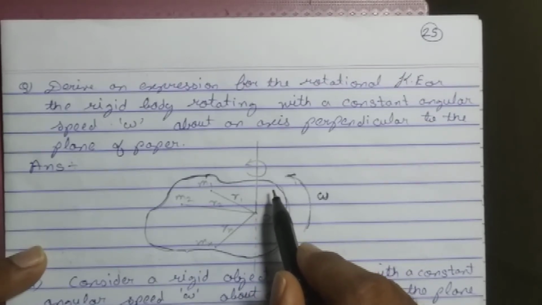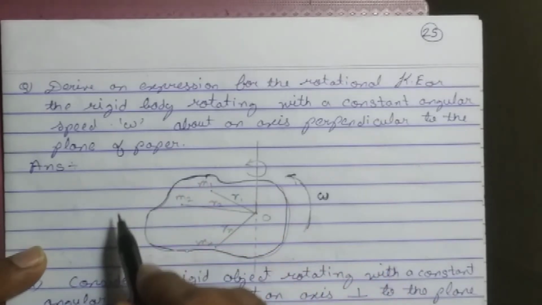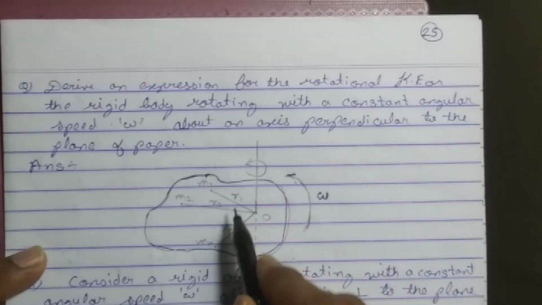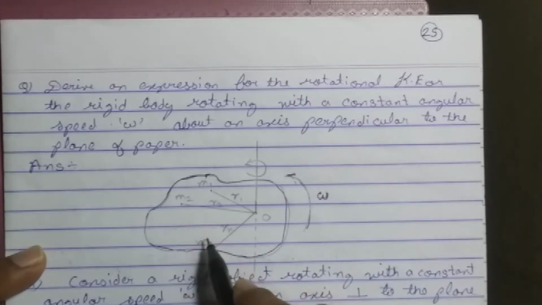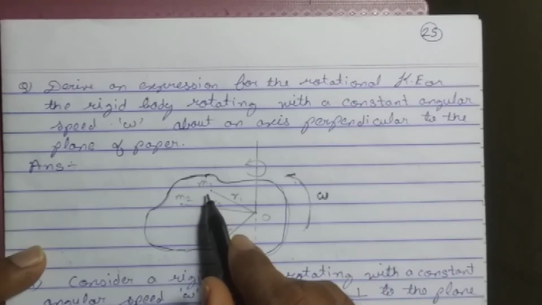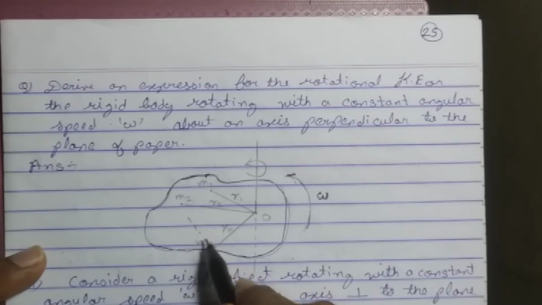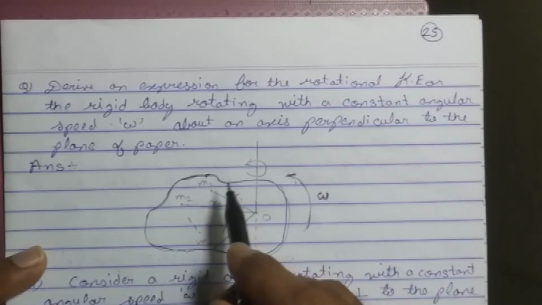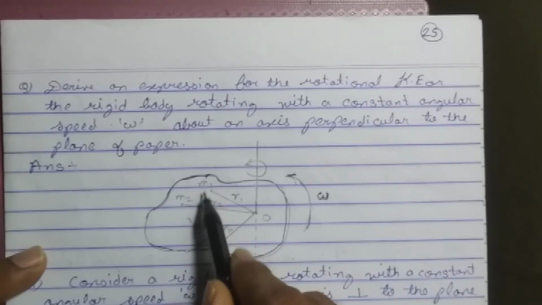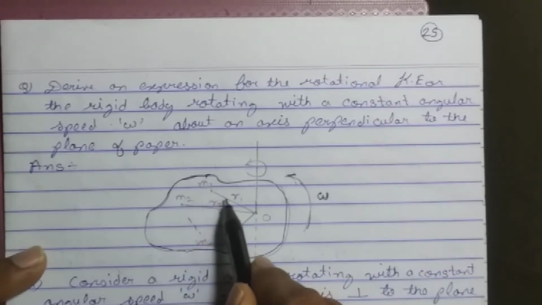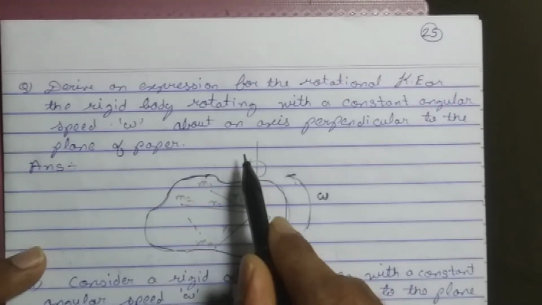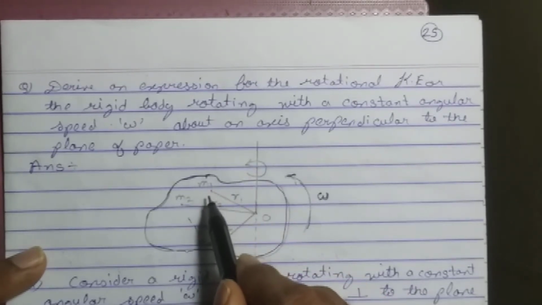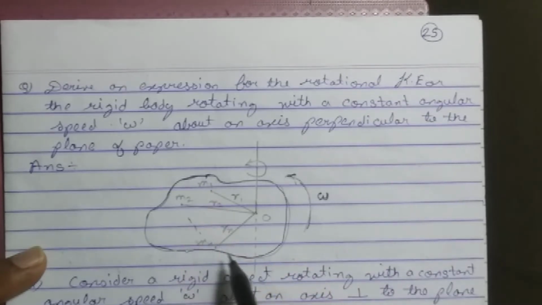Before finding the rotational kinetic energy of the rigid body, we are going to find the kinetic energy associated with the particles. This rigid body consists of n number of particles whose masses are m1, m2 up to mn. The particle of mass m1 is at a distance r1 from O. When the body is rotating about its own axis, this particle performs circular motion.